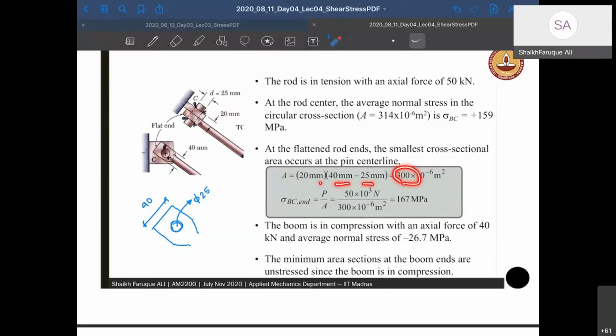So 300. Now sigma BC is going to be P by A. P is given as 50. We have solved it earlier. And area comes out to 300. So 167.